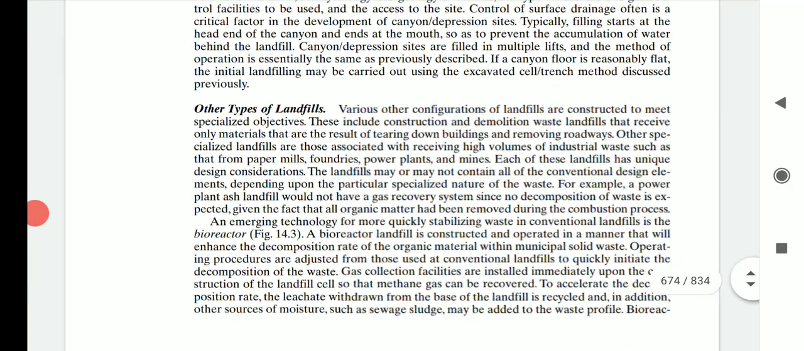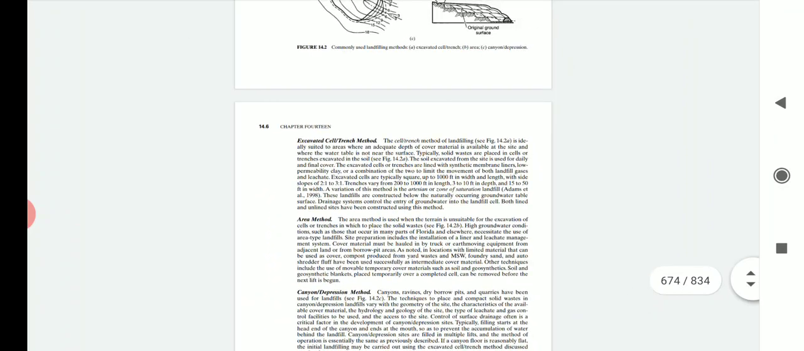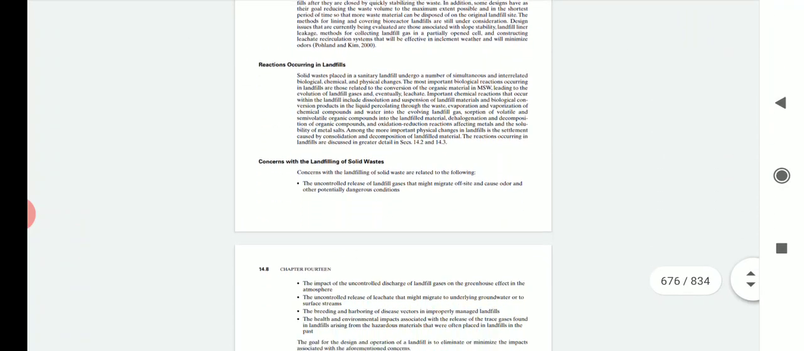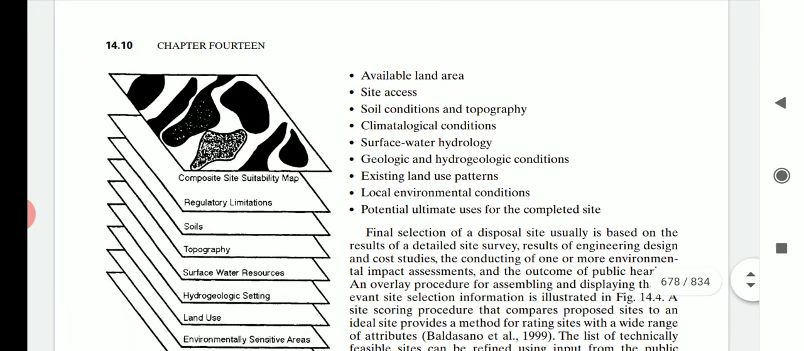Okay, so these are the three important methods. There are other types of landfills too, but they are not considered. These are the three important ones. Just note down, it will be asked for 10 marks. Okay, and next we will study the site selection for landfilling.